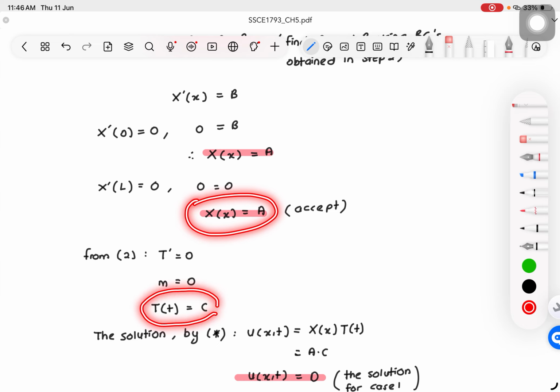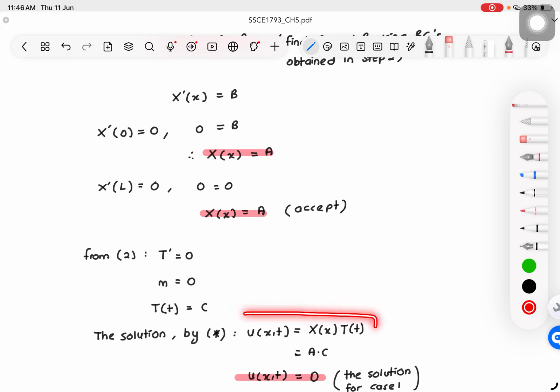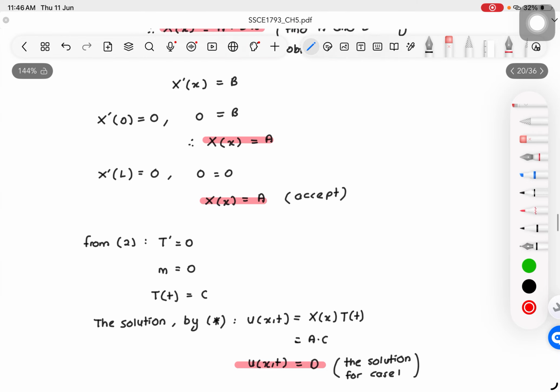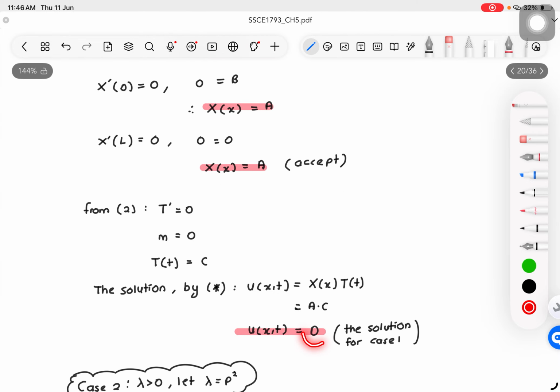So we can find the solution for u(x,t), where u(x,t) is equal to x(x) t(t). You just substitute inside. So x is equal to A, and then your t is equal to C. You're going to get A multiplied with C, one constant multiplied with a constant, which of course will equal a constant. Let's say this one is constant D, or you can put another constant also. So your general solution for u is equal to D. This is the solution for case 1, so meaning that we accept case 1.